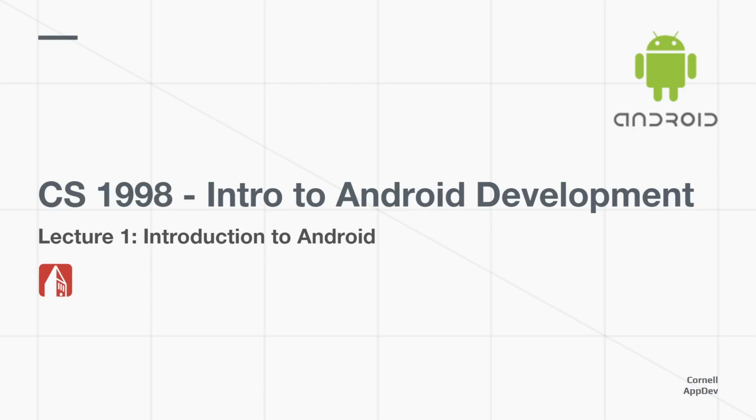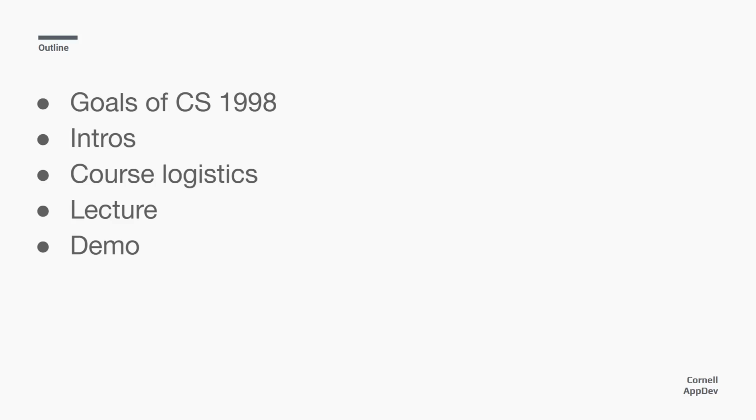But anyways, without further ado, let's get into the lecture. In this lecture, we will be going over the goals of this course, CS 1998, some intros for us course instructors, and some course logistics. Then we go into the meat of the lecture, which is an intro to Android Studio, and we will be doing a quick demo to help you get started with your first project. But we'll get more into that later. For now, let's talk about the goals of this course.